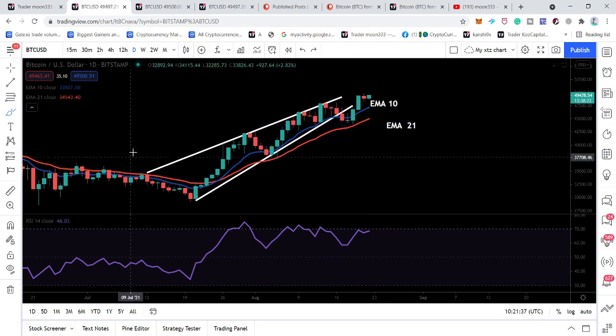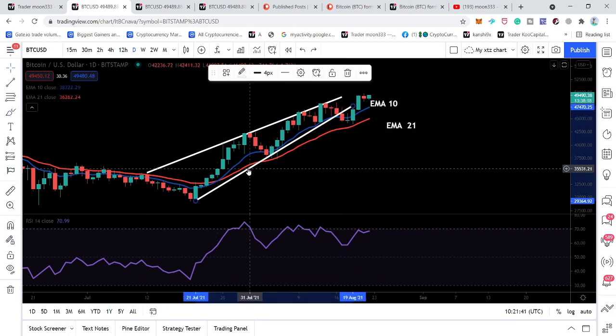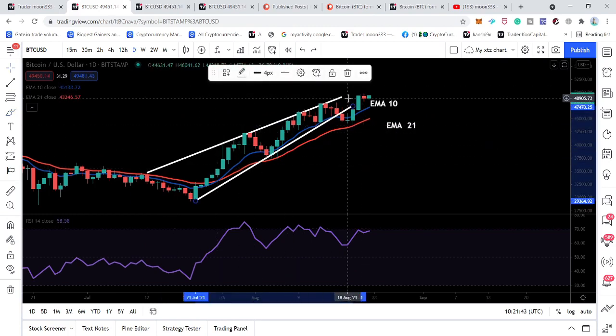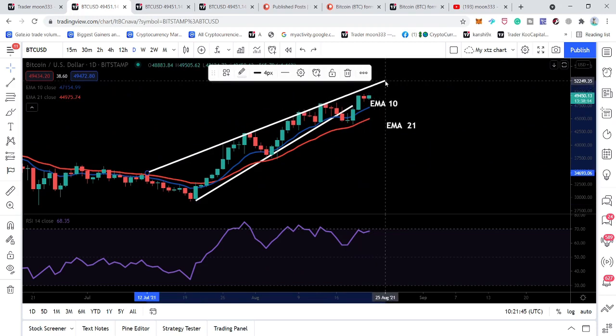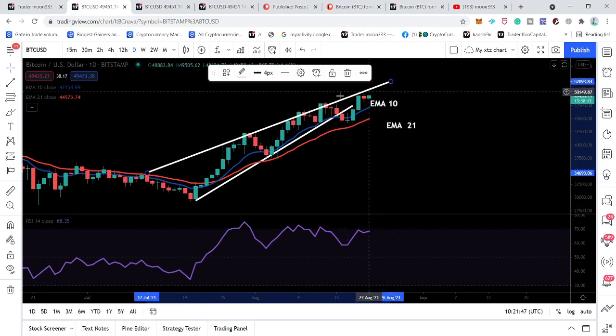Now we have a very strong resistance of $50,000, and this uptrend line resistance of this rising wedge is still valid. And I believe that once the price line is able to break out this resistance, it can also break out the $50,000 price level resistance as well.